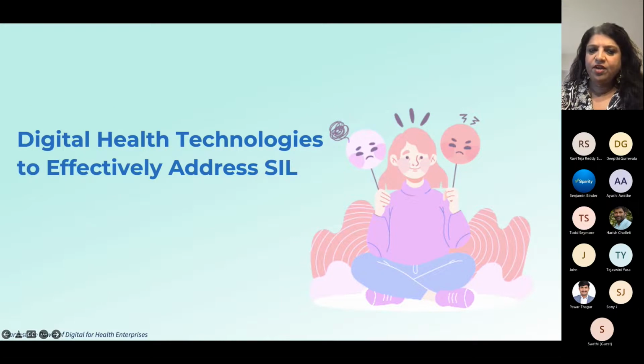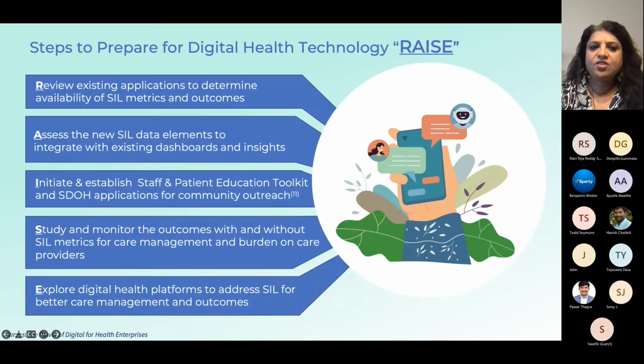So the next one, if you really look at it, is how can digital health technologies effectively address social isolation and loneliness? If you look at the first one, we created steps to prepare. Steps to prepare for digital health technologies. How do you go about preparing for it?